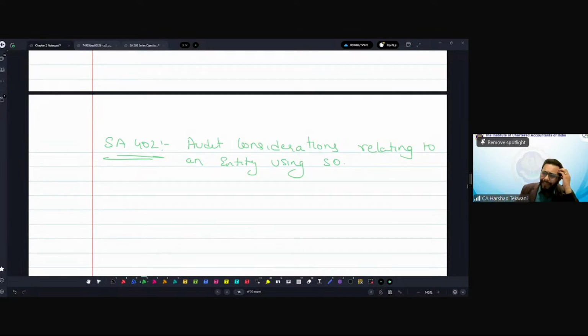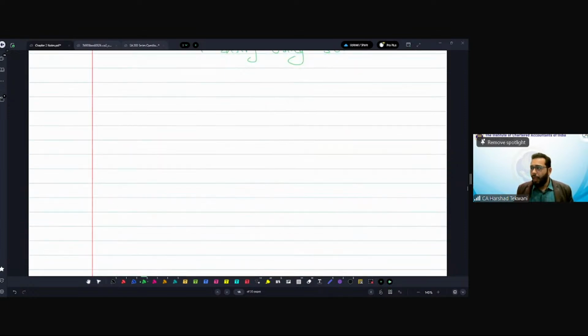Now you would think, why do we need a report from the service organization, or why do we need a type 1 report? We will understand that with an example. That will not only enhance your understanding of SA 402's applicability, but also your understanding of the type 1 report. Let's say there is an entity, ABC Private Limited, or ABC Limited basically. Okay, this is the entity ABC Limited.